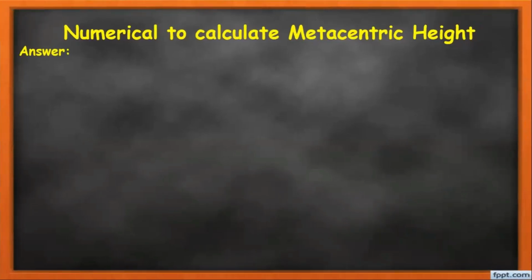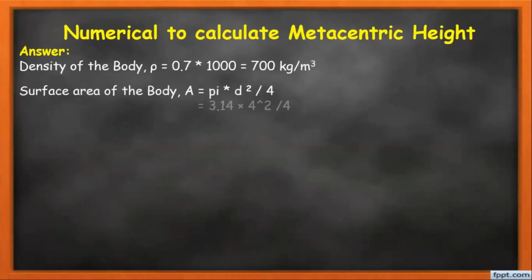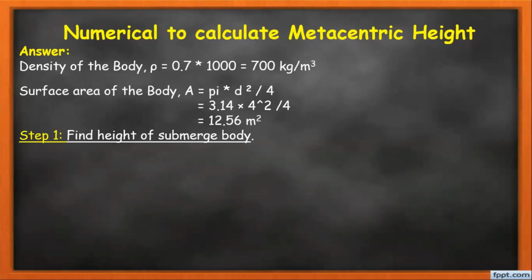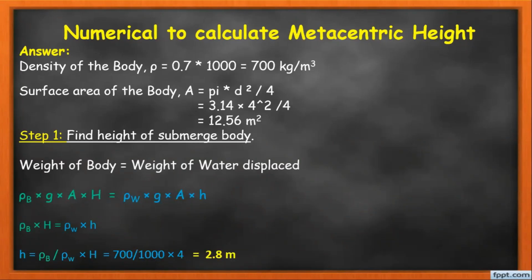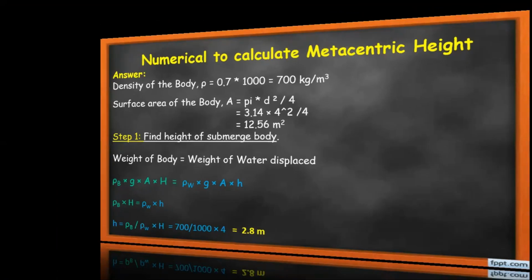So again, step number 1, we have to calculate the height of the body floating in the water. From the specific gravity, we calculate the density of the body, that is 700 kg per meter cube. The area of the circle is pi by 4 d square. We get the area of the body, that is 12.56 meter to the power 2. And in step number 1, we find the height of the submerged body using the Archimedes principle. So the height of the body in the fluid is 2.8 meter.